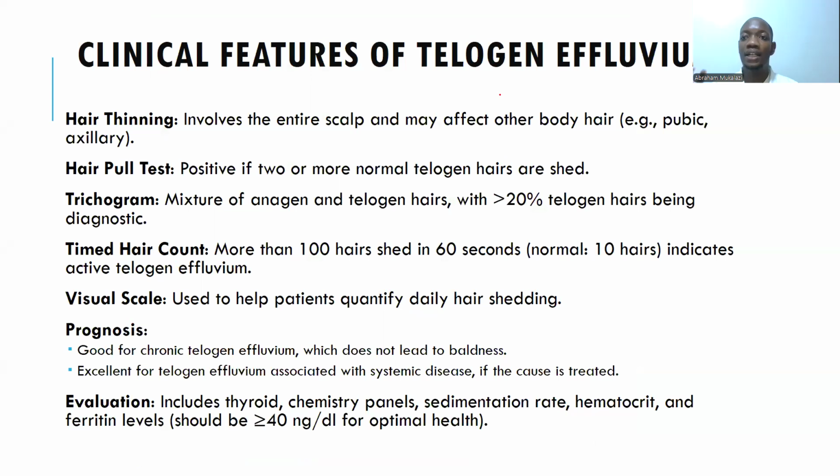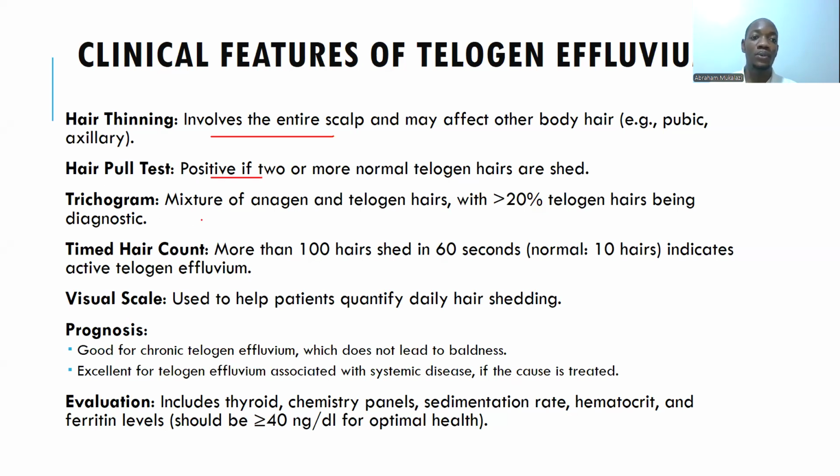So in the clinical picture for telogen effluvium, it involves the entire scalp, and I remember I told you that it is one of the conditions that can cause diffuse hair loss on the scalp. It can also affect other hair-covered areas, the beard area, the pubic area, even the axilla. And when you do the pull test, when you try to pull out the hairs, it will be positive. In this case, you'll have more than normal telogen hairs in the sample that you pull out.